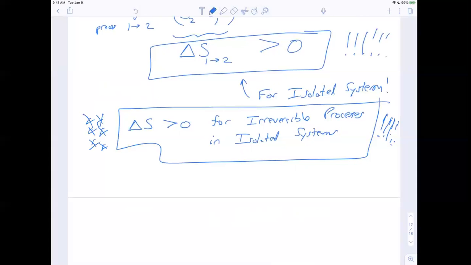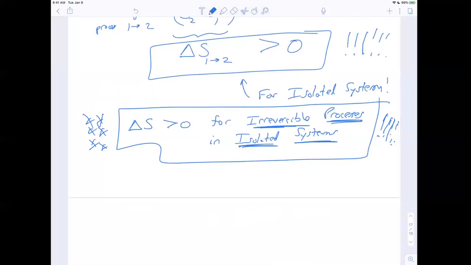Okay, that delta S for an irreversible process in an isolated system. All of these words are very, very important. So if you want to say delta S is greater than 0, you have to use these words. Okay, at least at this point, the way we've come to this result here. Okay, just bear with me, I'm done almost.